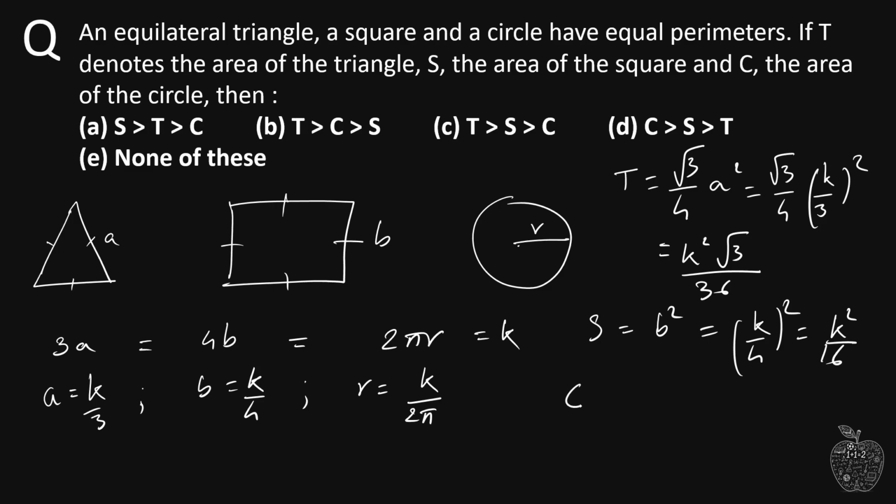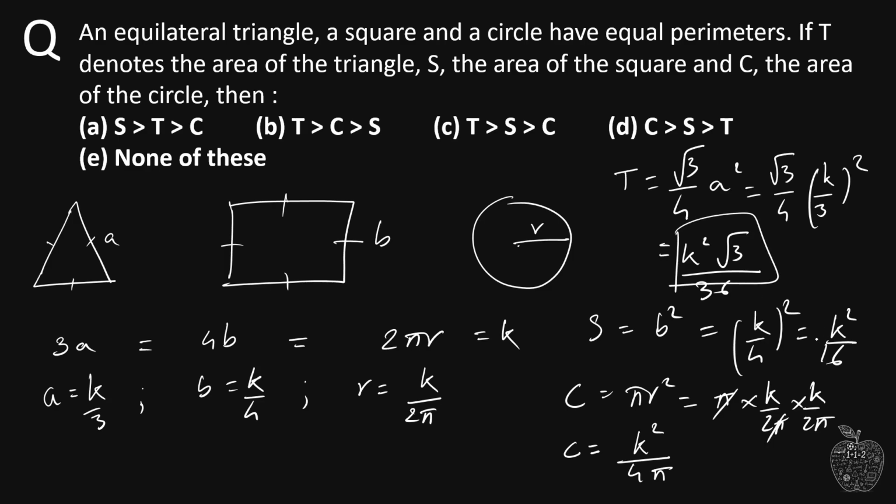Similarly for C, the area of the circle. The formula to calculate the area of a circle is pi r square. Now instead of r, we'll write k by 2 pi. So pi into k by 2 pi into k by 2 pi. So pi cancels, and we are left with C equal to k square over 4 pi. All right, so this much is clear. So we have T, S and C.